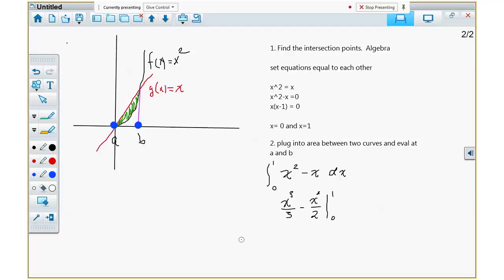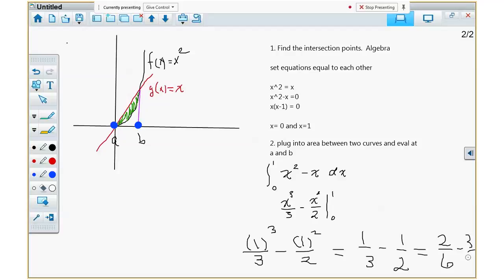All right, so that's going to be parentheses to the third power over 3 minus parentheses squared over 2 and plug in a 1. Well, we all know that 1 to any power is 1, so that's going to be 1/3 minus 1/2, and we got to have a common denominator of 6, so that's going to be 2/6 minus 3/6, which is equal to negative 1/6.